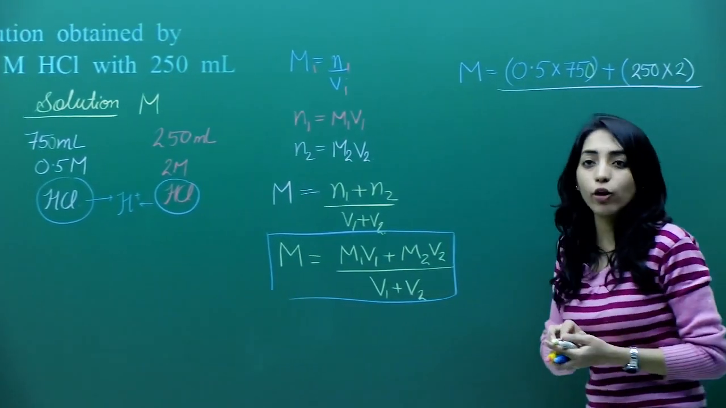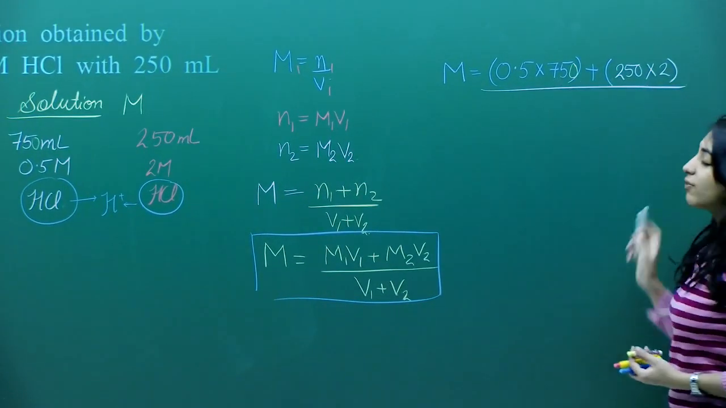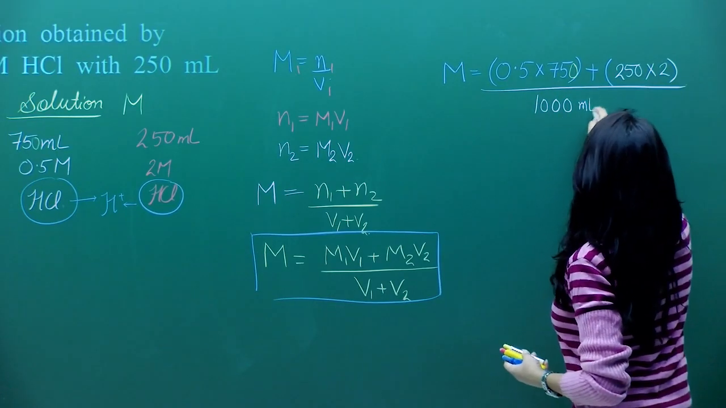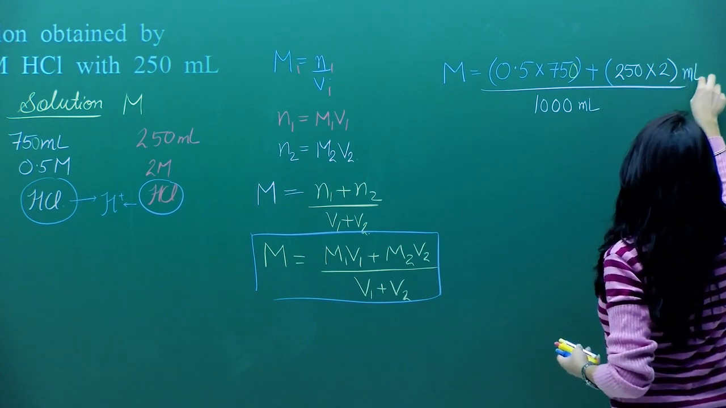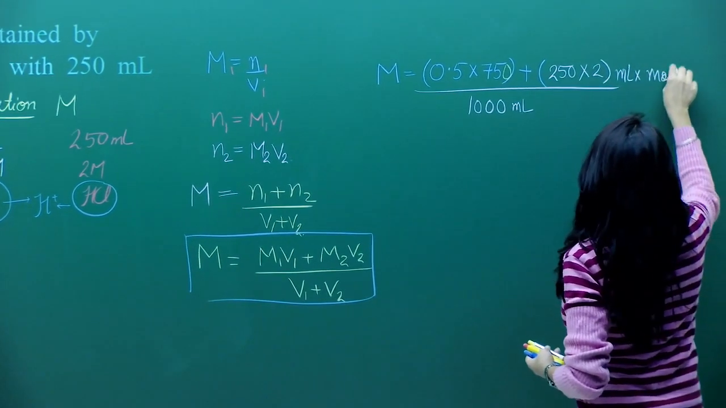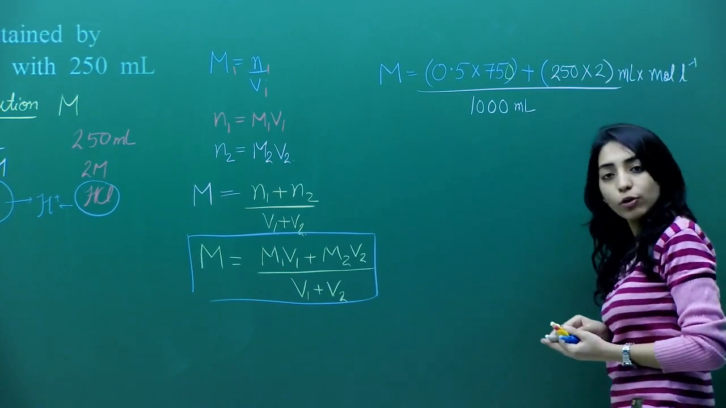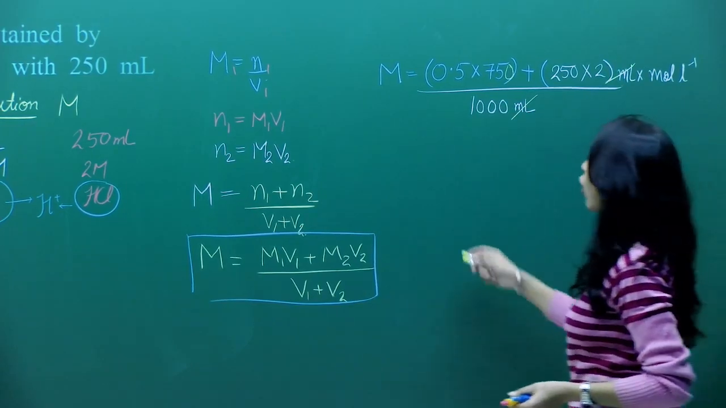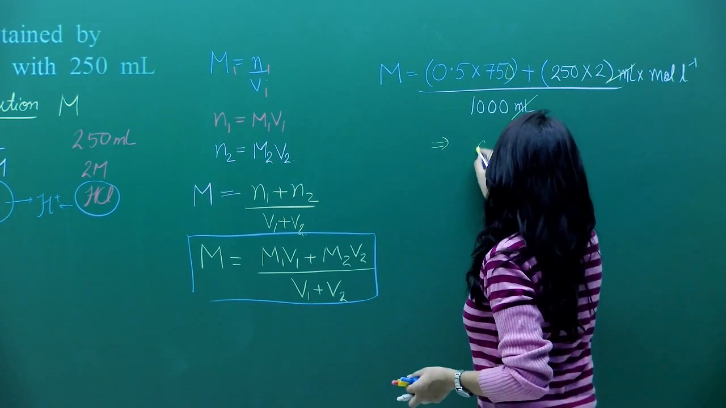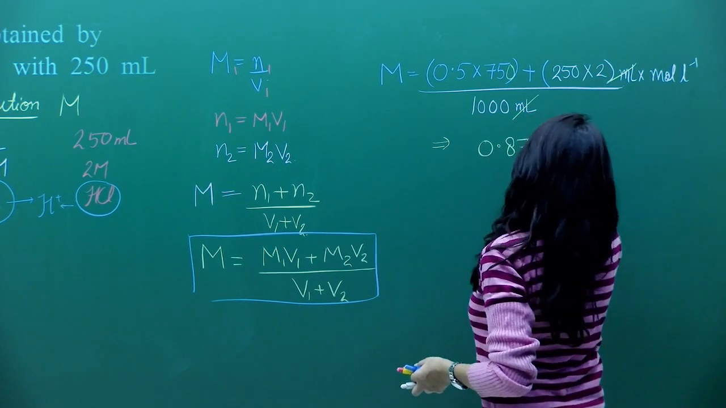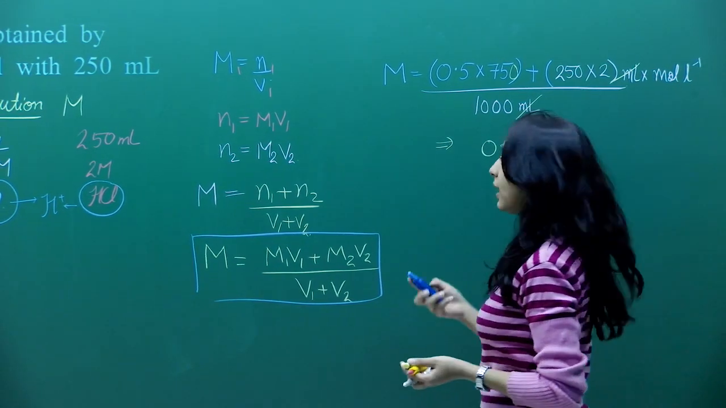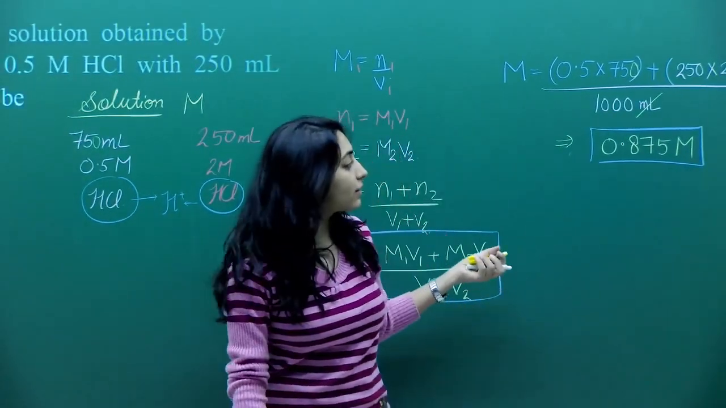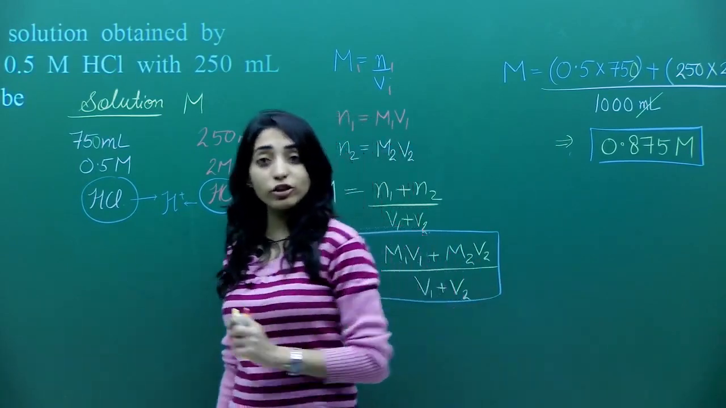Now I will tell you why I thought so. Because now he would have given us the final volume as 750 plus 250, which is 1000 ml. And here also it was ml into moles per liter. So molarity was in moles per liter and volume was in ml, so ml will get cancelled. If you solve it, you will get the final answer as 0.875 capital M. I solved it and I got this answer, so you can also try solving it and check the answer.